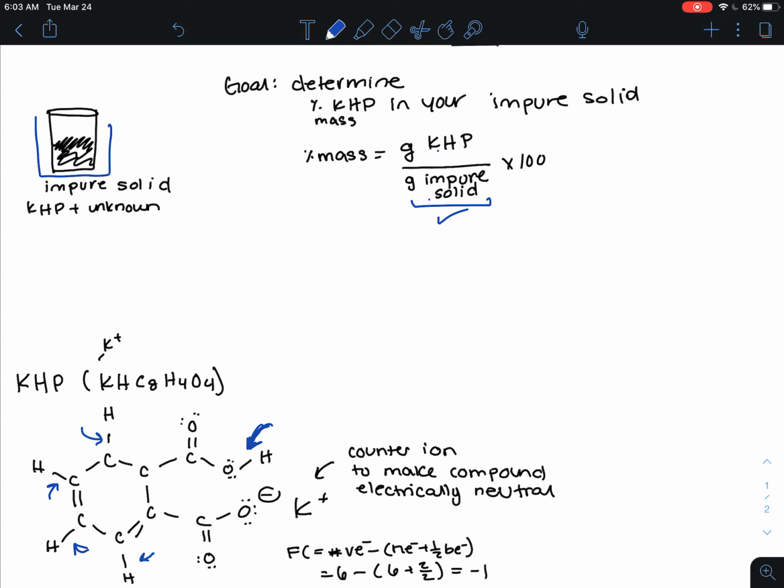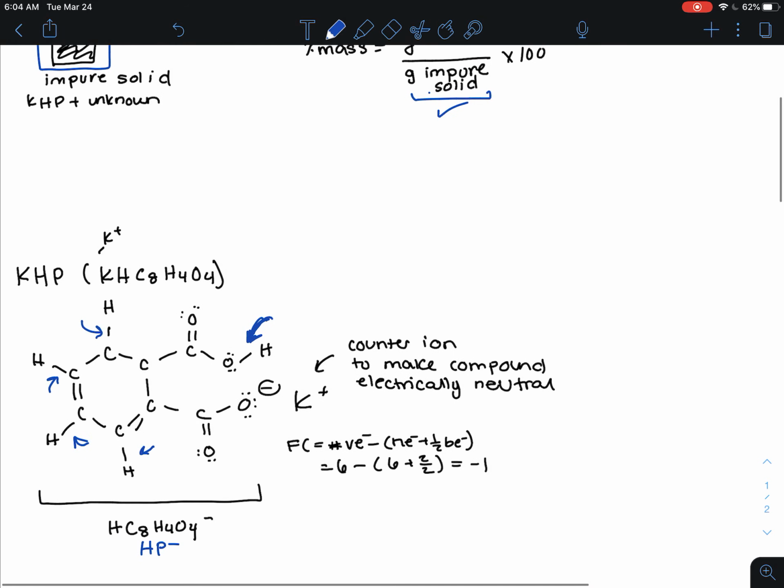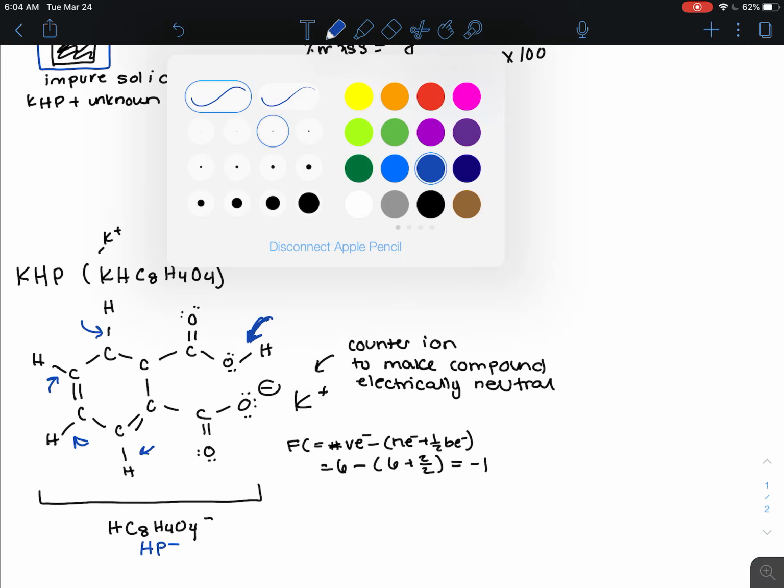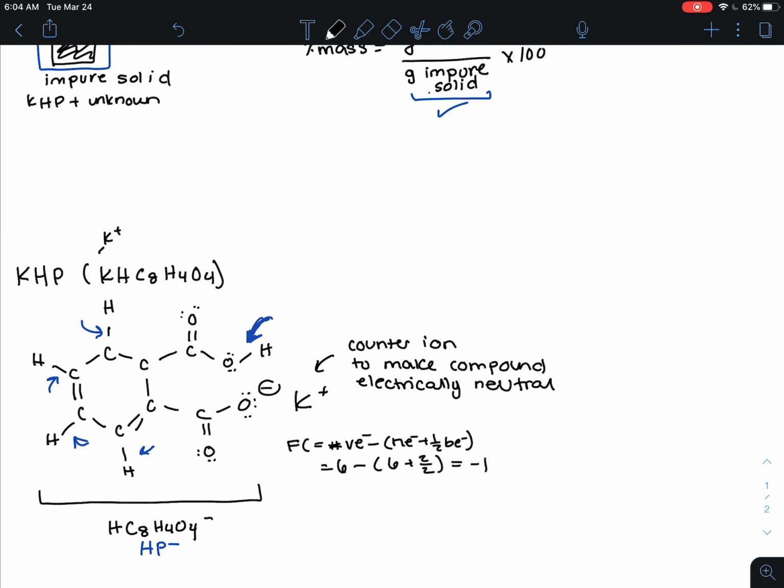That's pretty easy to find because we're just going to take the weighing by difference, which I'll talk about a little bit more in a second when I talk more about the steps in the lab, and get the exact mass of my impure solid. How am I going to determine, though, the mass of my KHP? This is where titration comes into play. Since titration is an awesome method to help neutralize an acid and a base, we can determine different quantities to help us use stoichiometry and find moles.